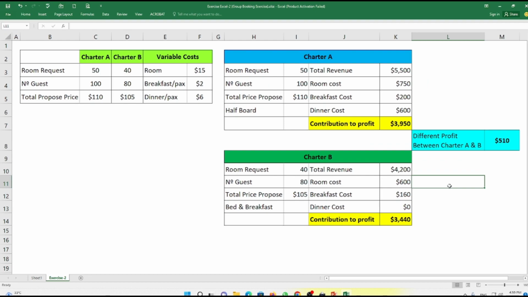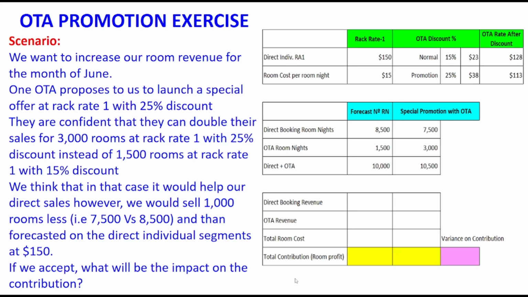I hope everyone is clear. If anyone isn't clear, you can go back to the video and review again. Okay, so let's move to the next exercise. Let's move on to the OTA promotion exercise. So let's see the scenario together.